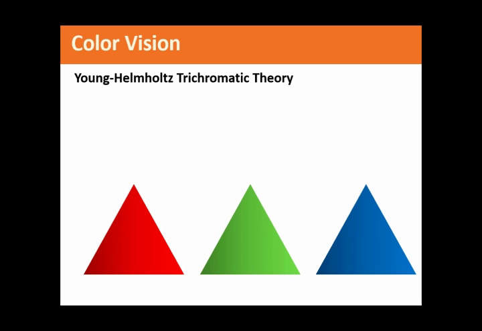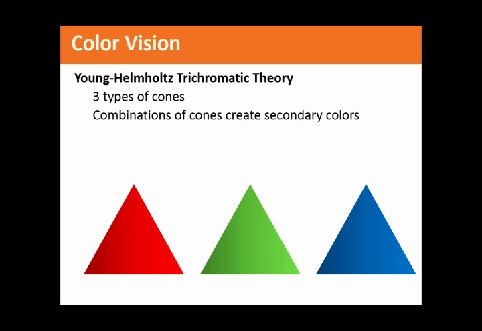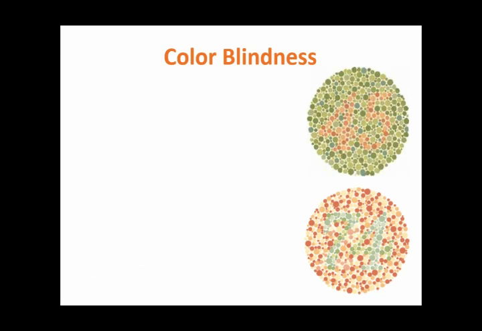Now we have different theories that explain different aspects of how we see color. The Young-Helmholtz trichromatic theory says that there are actually 3 different types of cones: one that processes red, one that processes green, and one that processes blue. And that the combinations of these individual cones can produce the secondary colors like orange and yellow and things like that. So Young-Helmholtz says that there are 3 types of cones that mix together.